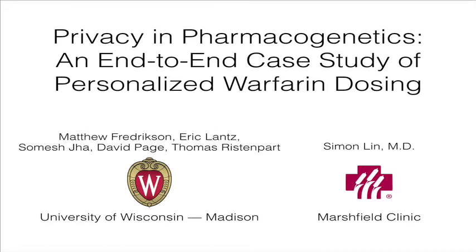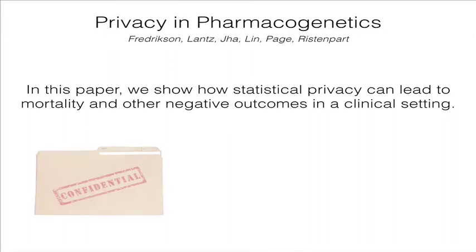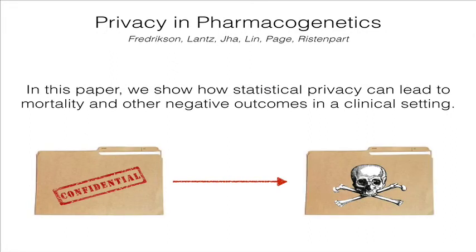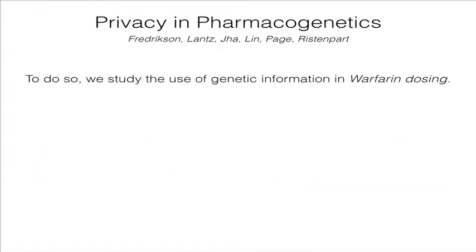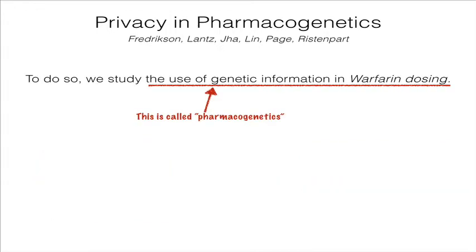My name is Matt Fredrickson, and I'll introduce you to our paper on privacy in pharmacogenetics. In this paper, we show how certain types of privacy can lead to mortality and other negative outcomes in a clinical setting. To do so, we study the use of genetic information in warfarin dosing.